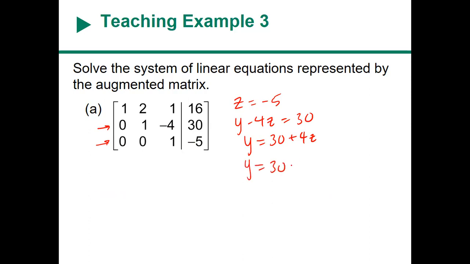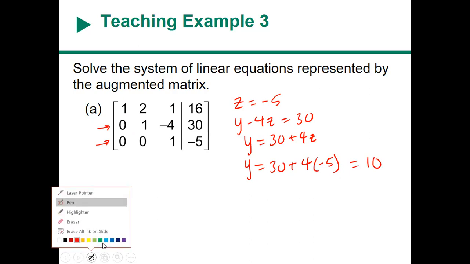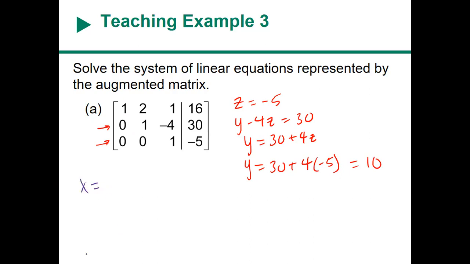So Y equals 30 plus 4 times, and what is the value of Z? -5. So what does Y equal? Y equals 10. Yes? So now I can keep going and I can go up like, okay, well, this one says that X equals, I keep wanting to jump to that step, and I've got to remember, be the teacher and write it all out. X plus 2Y plus 1Z equals 16. So I know that X equals 16 minus 2Y minus Z. And I know the value of Y and Z, so I can solve for X.